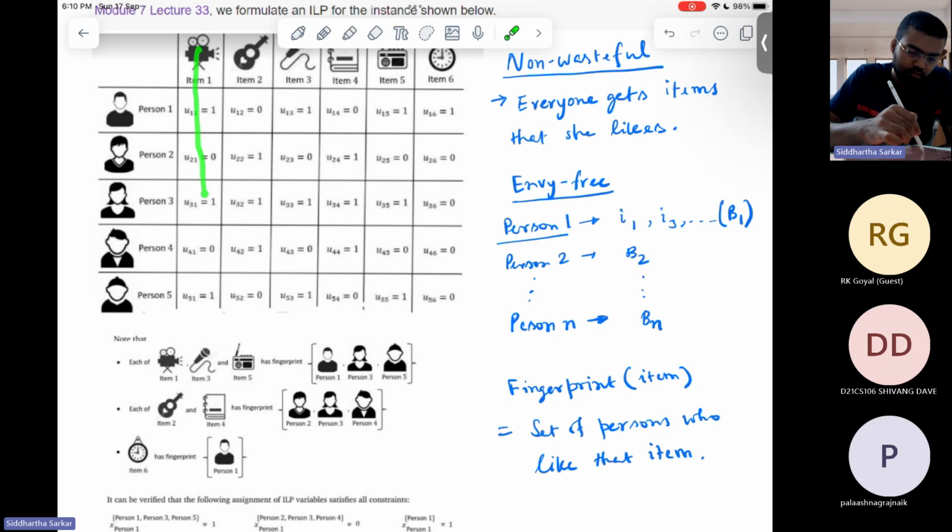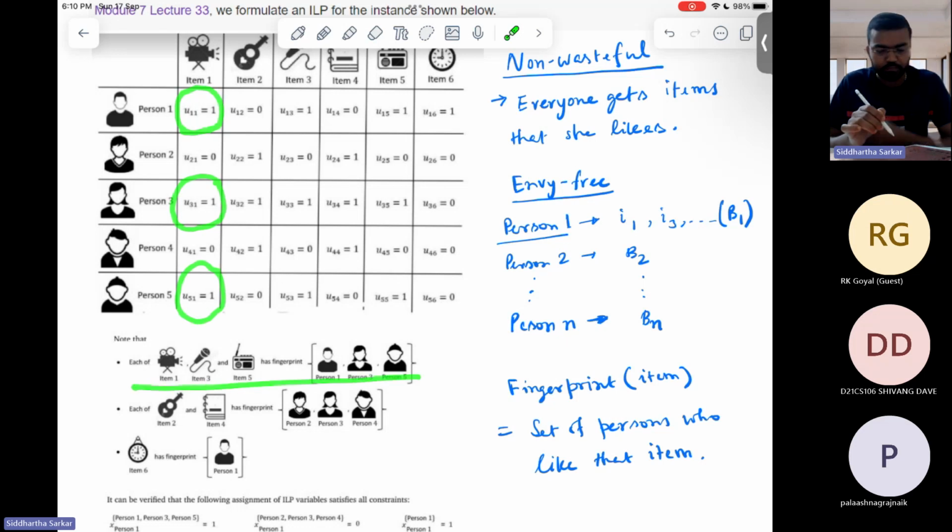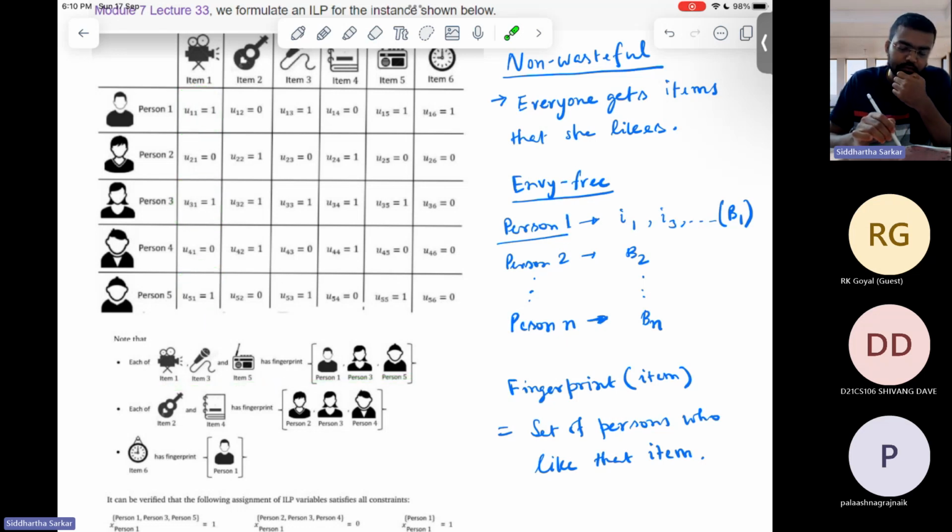So the camera's column is this. In this column, which entries are 1? So this is a 1 entry. So person 1 likes the camera, person 3 likes the camera, and person 5 likes the camera. Therefore, the camera has a fingerprint of these 3 people. Okay. Similarly, for the mic and for the radio, let's look at the guitar.